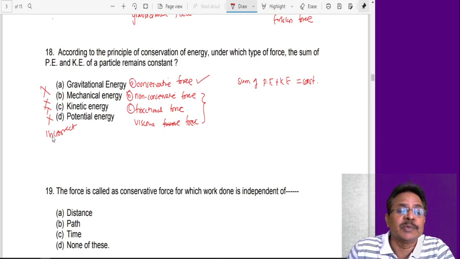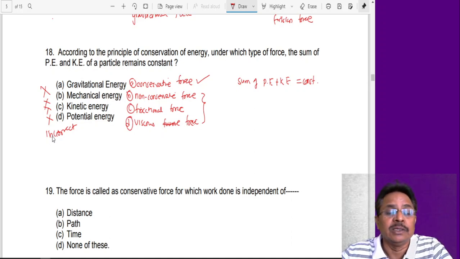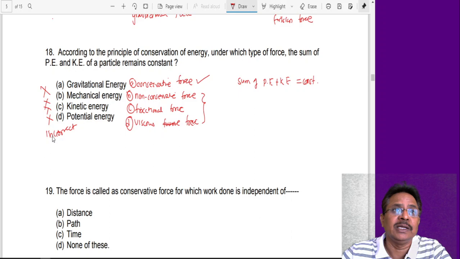This is another theoretical question, which is based upon the definition of the work energy principle or the conservative force field. And remember, in the conservative force field, work done is always zero over a closed path, or the sum of kinetic energy and potential energy is always constant. So energy gets converted from potential to kinetic or kinetic to potential, and total energy always remains constant.